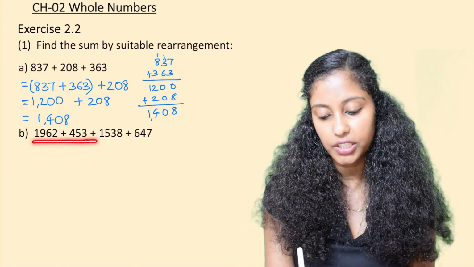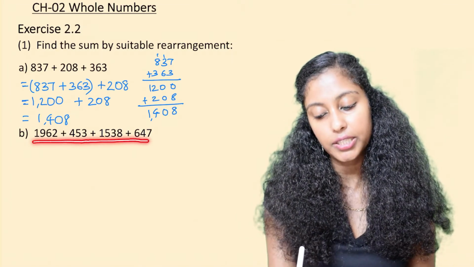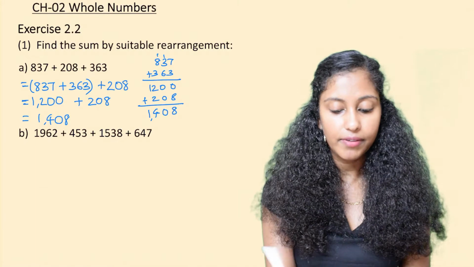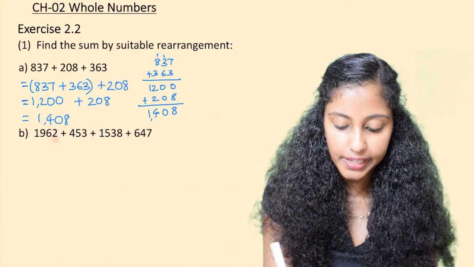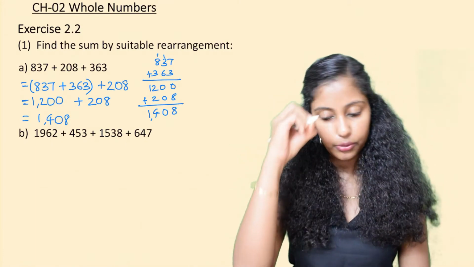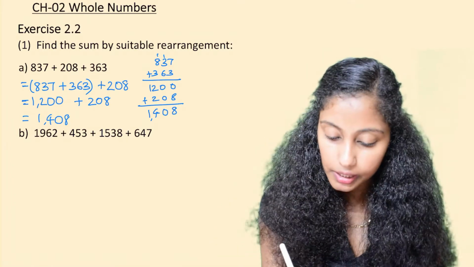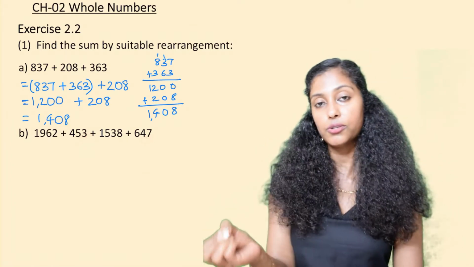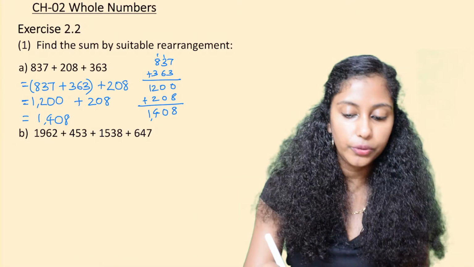Next sum also we'll try out with associativity. 1962 plus 453 plus 1538 plus 647. Here again we can see 2 plus 8 will give us 10, 0 in the units place, which will make our task easy. 3 plus 7 will also give us 10, that is 0 in the units place.